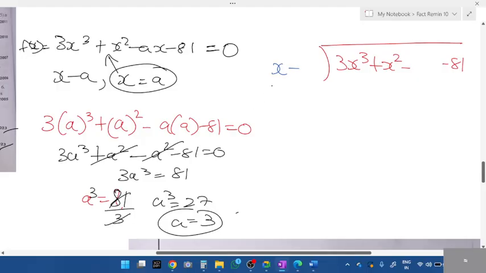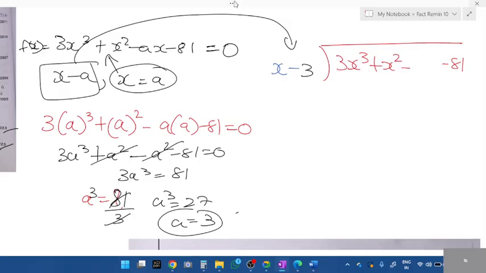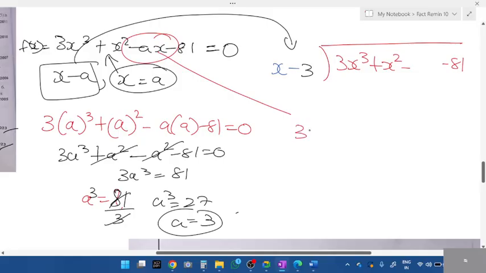Now take 3. Look here. I'm going to divide by x minus a here. We got the value of a, 3. So x minus 3. In the same way, in this equation, what do we have? This place, what do we have? Yes, x square. Everything remains as it is except this 3, students.